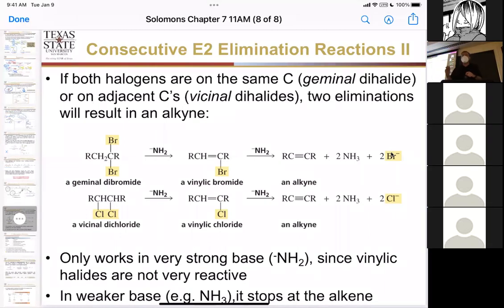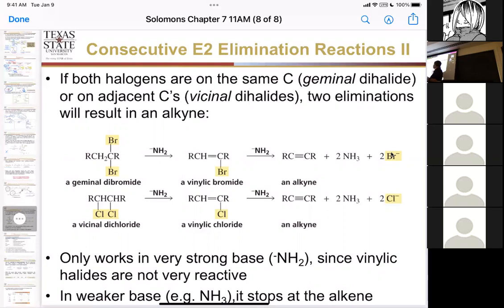Okay, but we have to use a very strong base for this. The first one goes pretty easily with just hydroxide or alkoxide. However, the second one is a vinylic bromide. Okay, remember, vinylic bromides do not undergo substitution reactions. But we need a much stronger base to get this vinylic hydrogen and this vinylic bromide to leave to give us our alkyne.